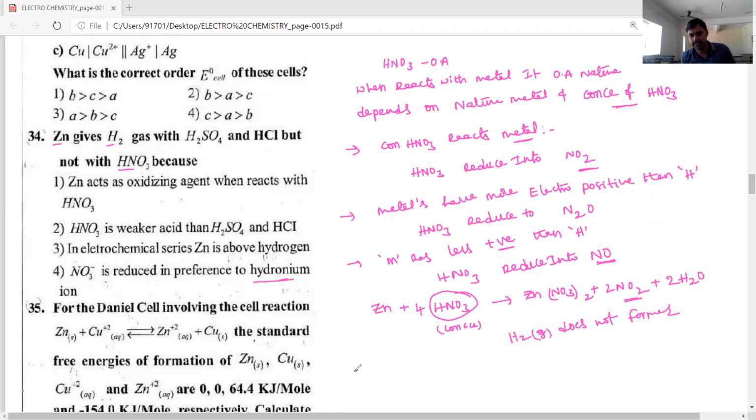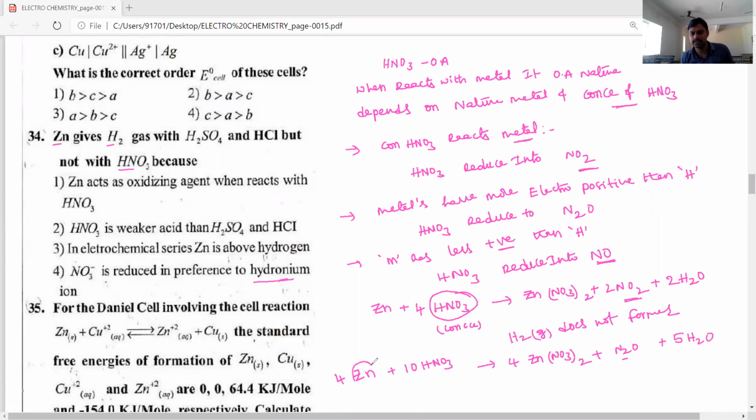In the same way, consider zinc reacting with dilute HNO3. If dilute HNO3 is present, it requires more HNO3. Then 10 moles of HNO3 react with 4 moles of zinc to form 4 moles of zinc nitrate, plus N2O, nitrous oxide, plus the remaining 5 moles of water.